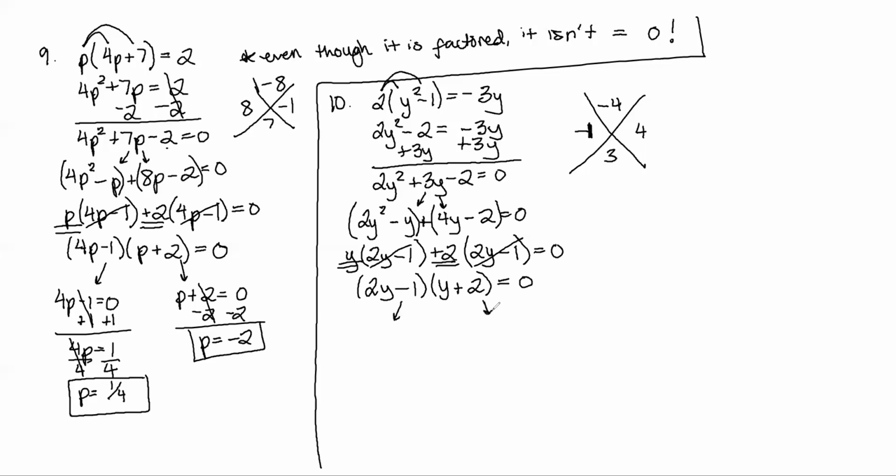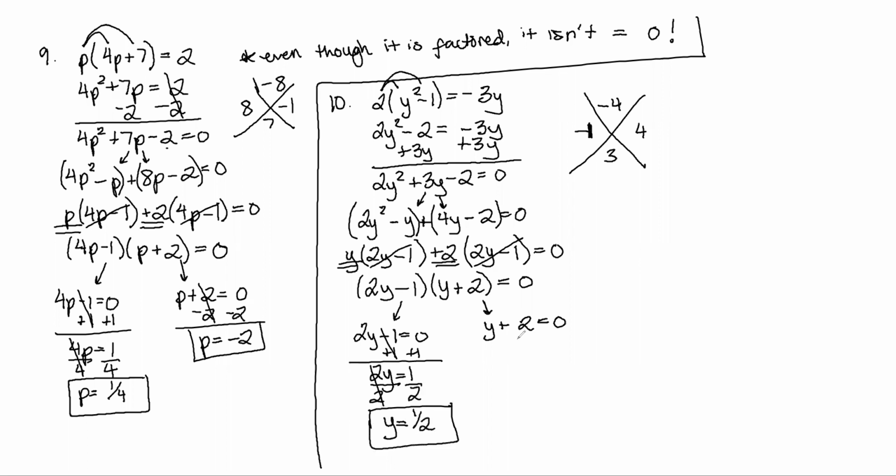Let's split this up. 2y minus 1 equals 0, and y plus 2 equals 0. And so if we go ahead and add the 1, we get 2y equals 1. Divide both sides by 2. Oops, just 2. And we get y equals 1/2. And then finally subtract the 2, and we get y equals negative 2.